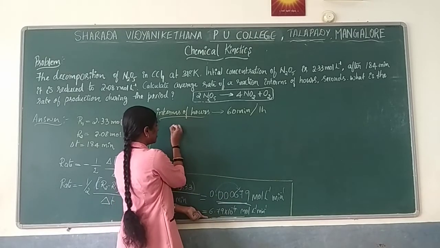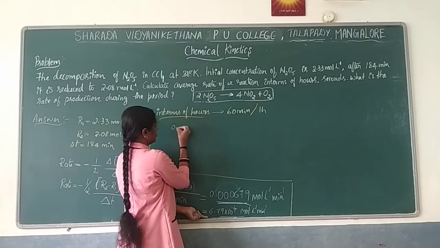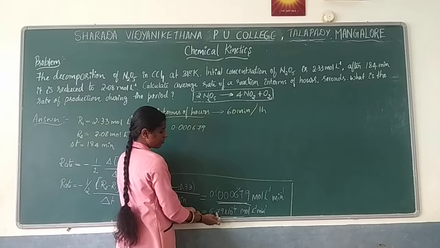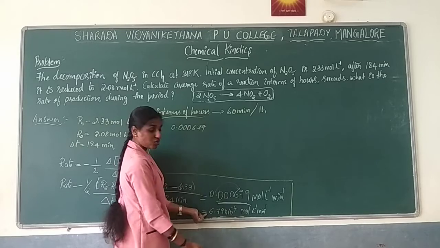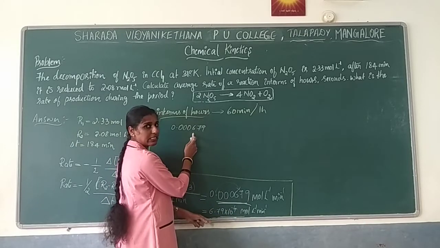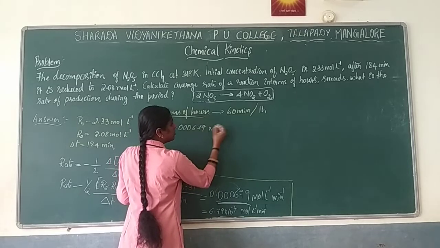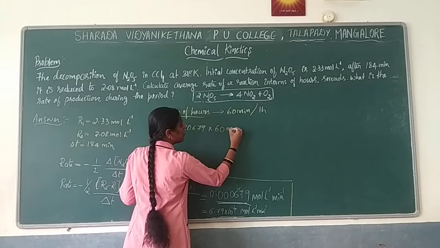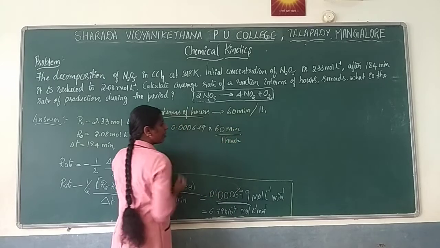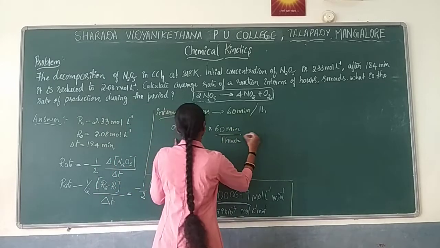Just write it down, 0.000679, or you can take 6.79 into 10 to the power minus 1. Those who find it difficult with so much calculation, you can take it directly with this. Okay, so into 60 minutes divided by 1 hour. So what answer will you get over here?